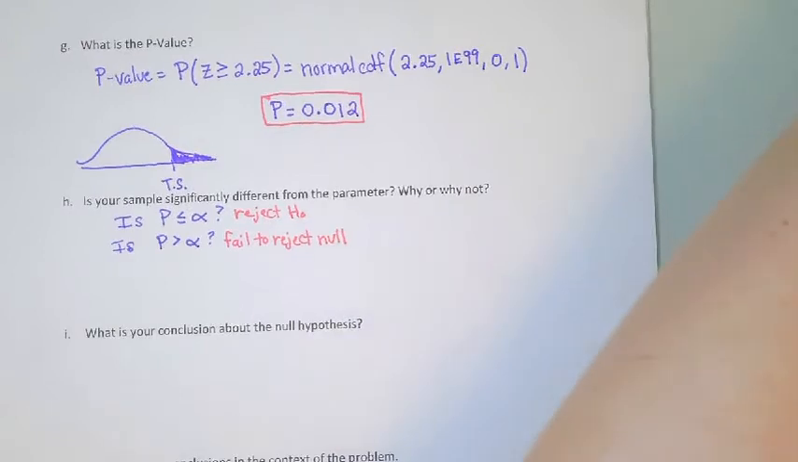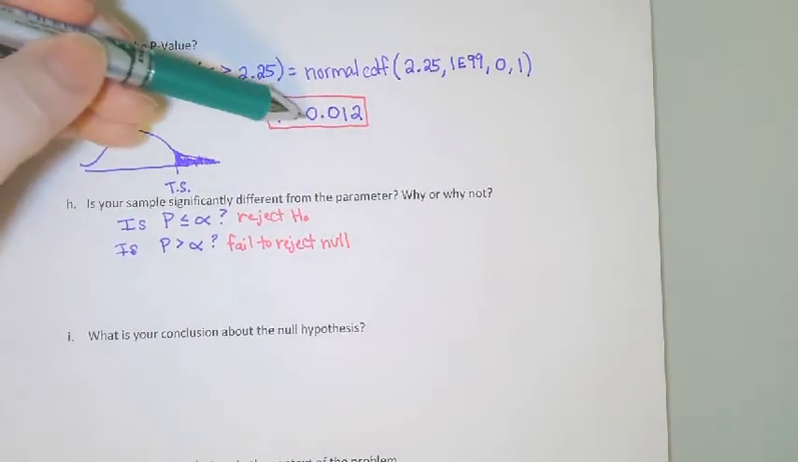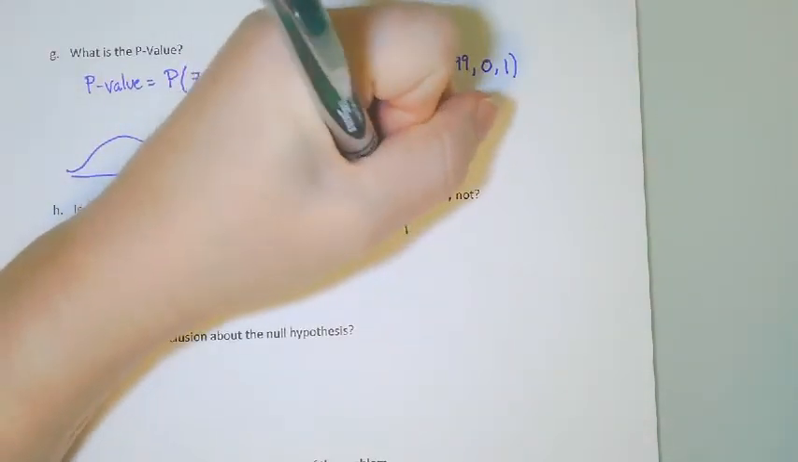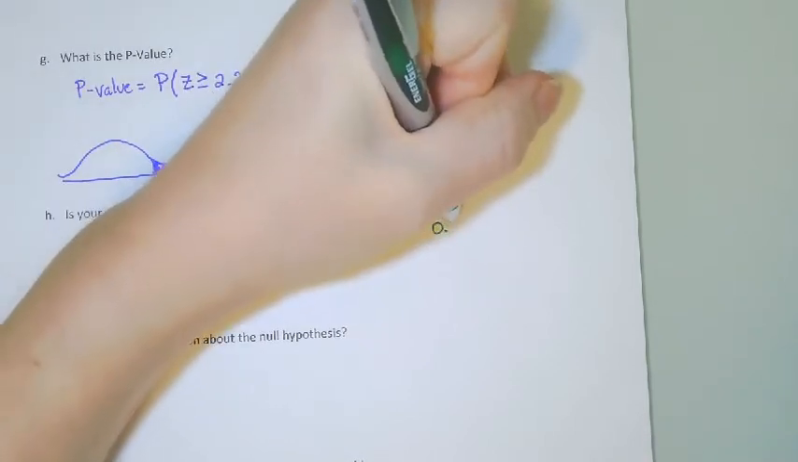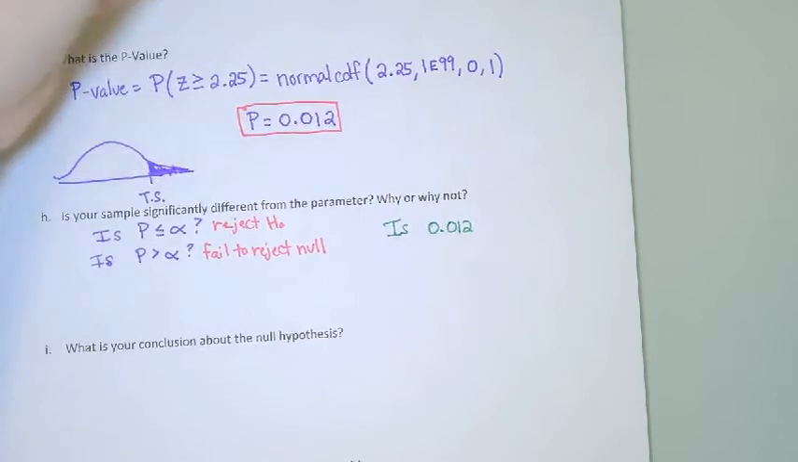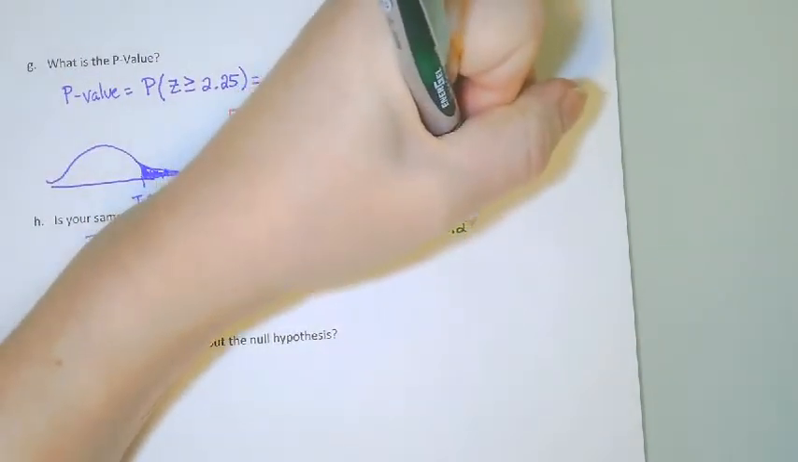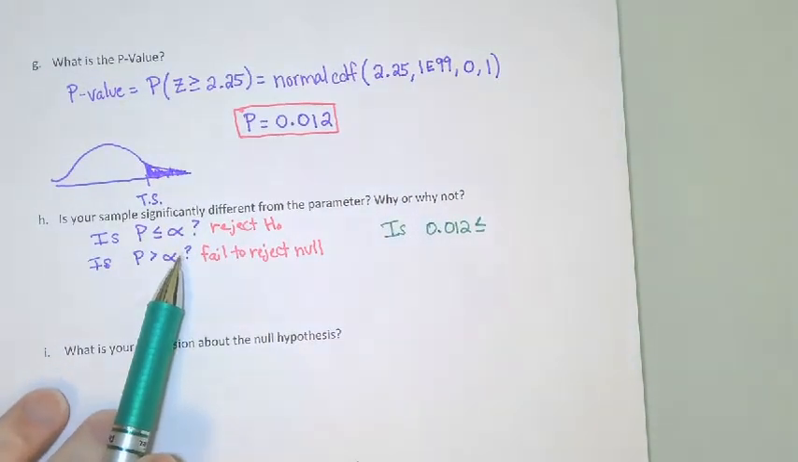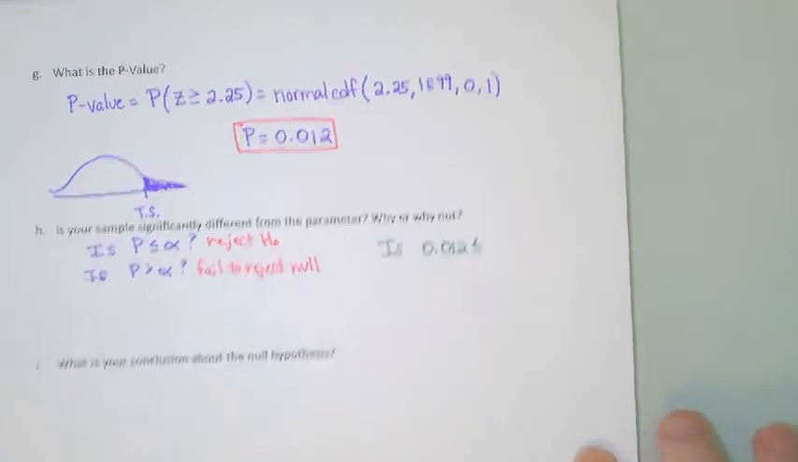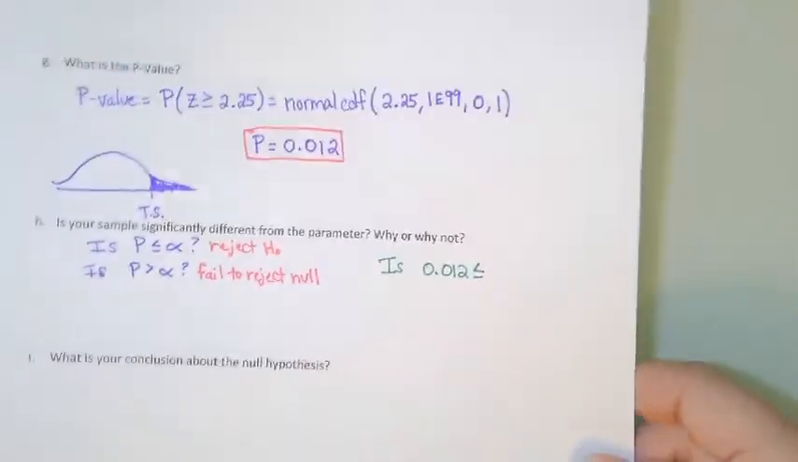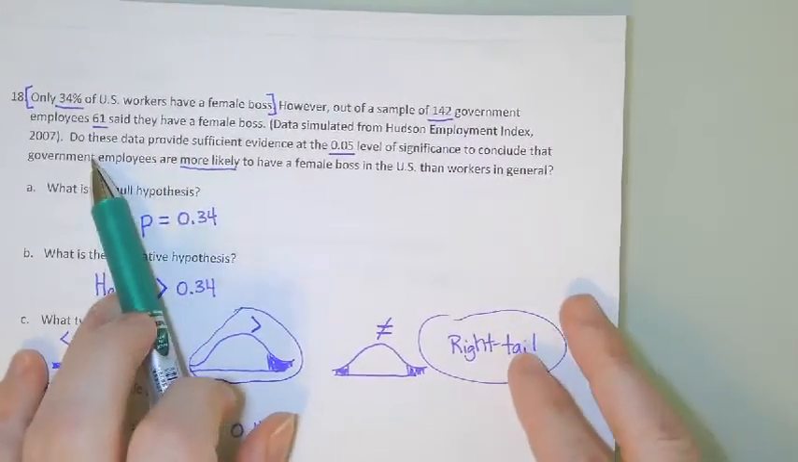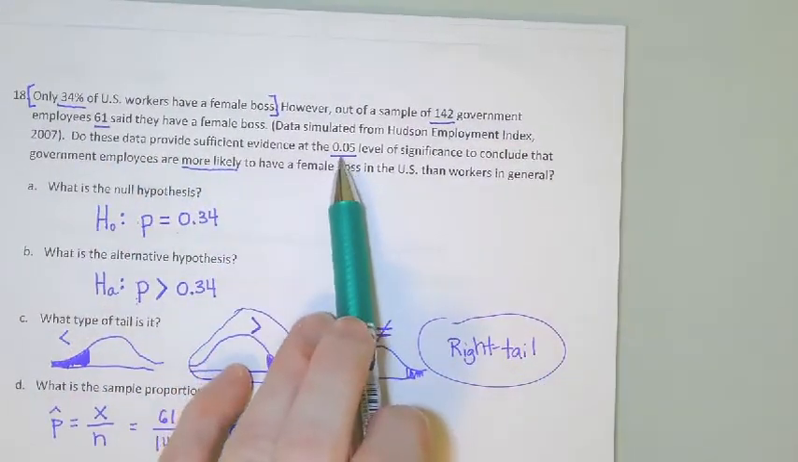So, in this case, our p-value is 0.012. I'm trying to decide, is 0.012 less than our level of significance? And that we get from our problem. So if we go back to the beginning, they'll tell us what the level of significance is.